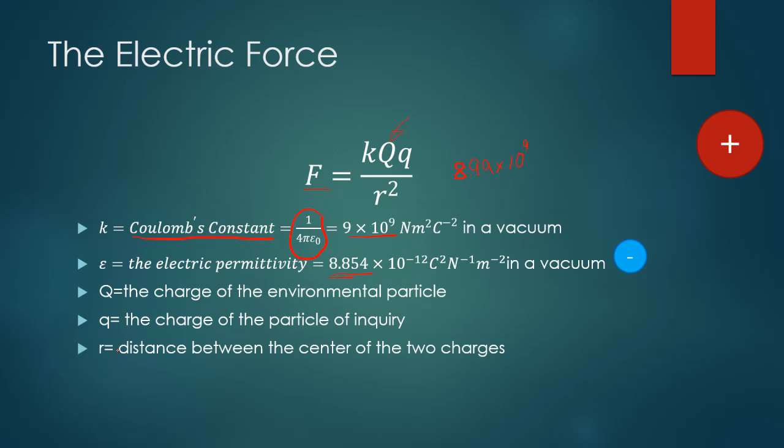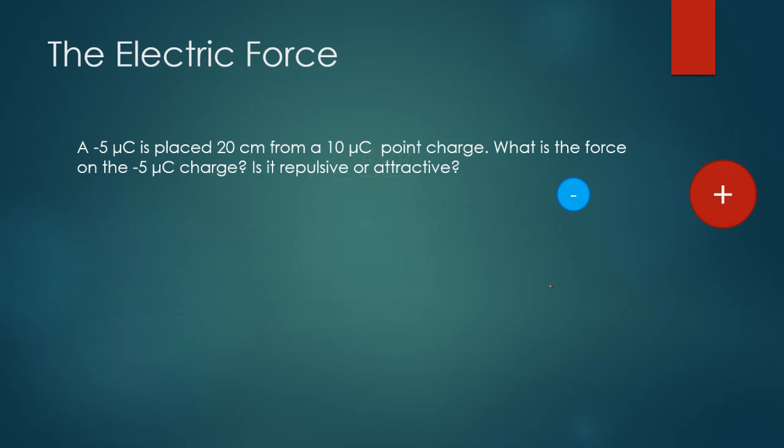And then we have R, which is the distance between the center of the two charges. Now, it is not the distance between the surface of the charges, all right? Not that distance. It's the distance from this center to that center, all right? That's because the electric charges can be summed up as being in the center of each of their respective particles.